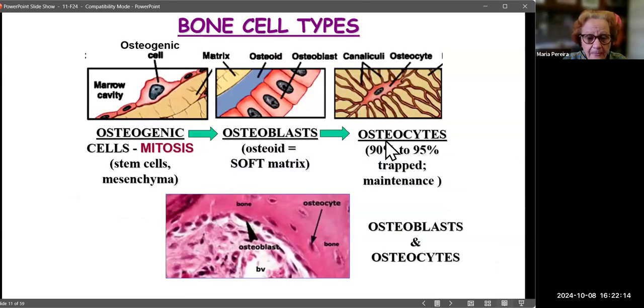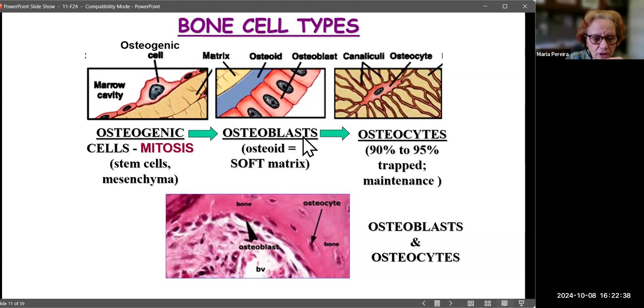Okay, so now let's talk about the different types of cells that make up the bone tissue. We'll start with the osteoblasts. These are the architects of the bone. These are the ones that deposit calcium on the bone and make the bone more dense.